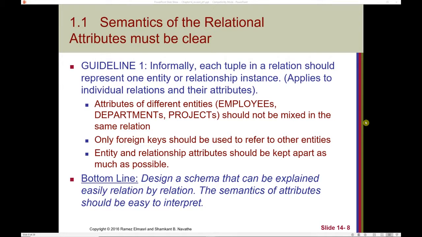If you think back to the Hogwarts example, we had courses and students mixed together in the same table, with no foreign keys. Following this guideline, we would have separate tables that referred to each other using only the foreign keys. The bottom line is that we should try to design a schema that can be explained easily relation by relation. Then the semantics of attributes should be easy to interpret.